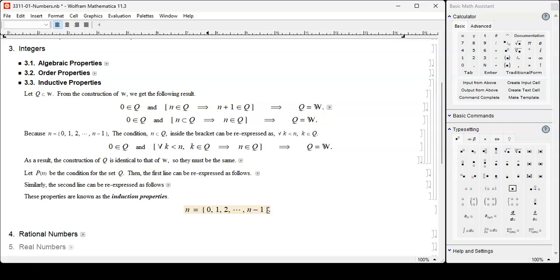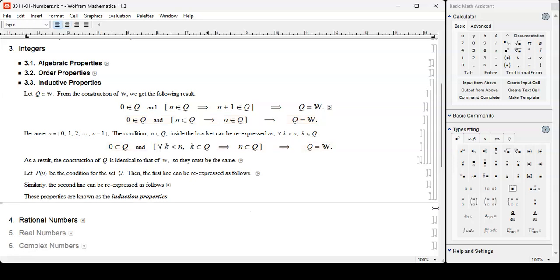So N is a subset of Q means all these numbers less than N belong to Q. Make sense? N is a subset of Q means all integers, all whole numbers k less than N, belong to Q. So this expression here and that expression there are the same. You see? N is a subset of Q means that.